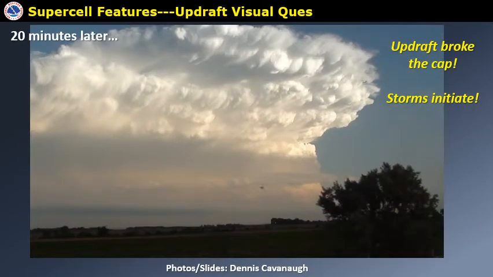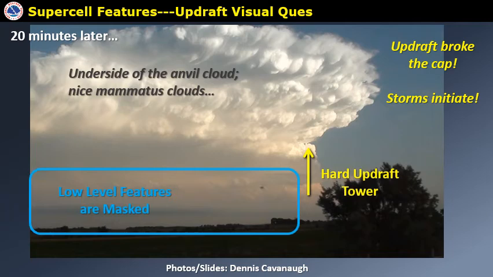Now, if we examine the storm that resulted in the multiple updrafts breaching the cap that we saw in the previous image, we see the end result of the updraft breaking the cap and thus initiating actual storms. And then sometime later, we see a very pronounced updraft tower with very, very vivid mammatus. Now, in this instance, low-level features are masked due to the lower sun angle.